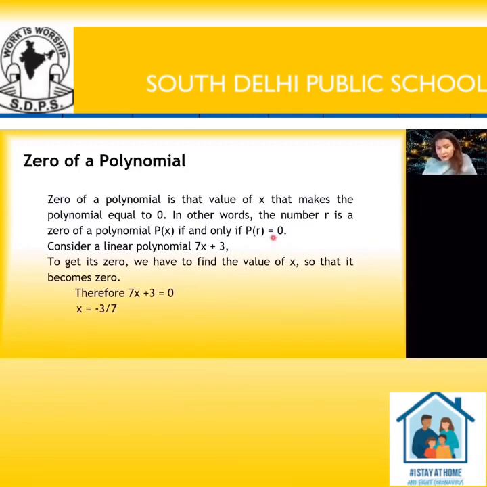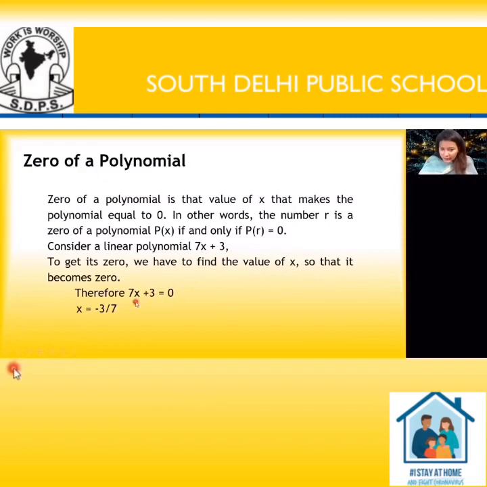For example, if you take any number r and substitute x with r in the polynomial, and if the answer is 0, then that value is called zero of a polynomial. For example, consider this linear polynomial 7x plus 3. This is linear. Why? Because the degree of this polynomial is 1. To get it 0, we have to find the value of x so that it becomes 0.